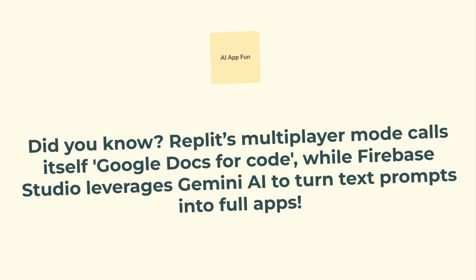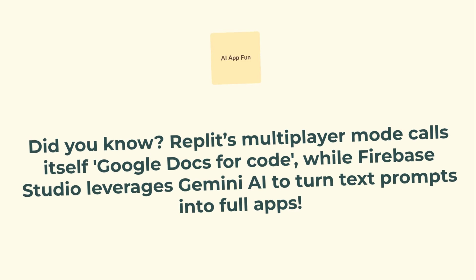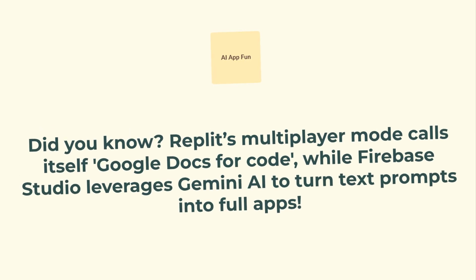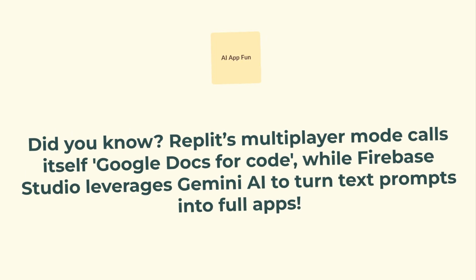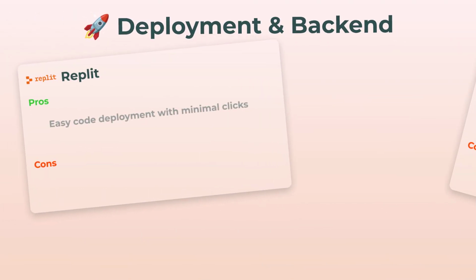Oh, and here's something cool. Did you know? Replit's multiplayer mode actually calls itself Google Docs for code. Meanwhile, Firebase Studio doesn't just use AI, it leverages Gemini to spin your text prompts into full-blown apps. Wild, right? Now deployment and backend.